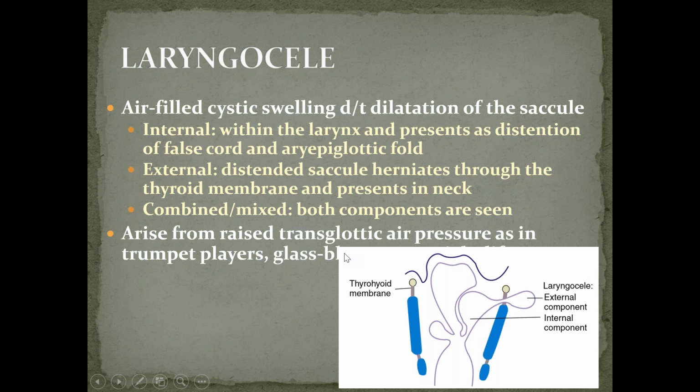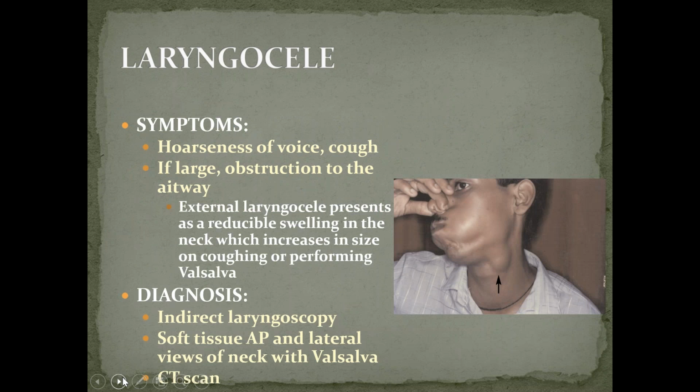It arises from raised transglottic pressure, as seen in trumpet players and glass blowers. So if there is any rise in the transglottic pressure, then you will see the laryngocele. Symptoms are harshness of voice and cough. If the cystic lesion is very large, obscuring the glottic region, they may present with airway problems, breathing difficulty.